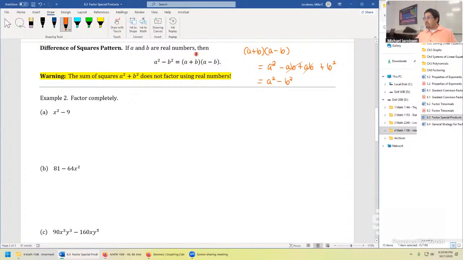But our goal when we're factoring is to go from the left end to the right end. And also, whenever a sum of squares comes up, we just have to say not factorable. And it'll come up quite a bit in these notes here, as well as the next notes, section 6.4.